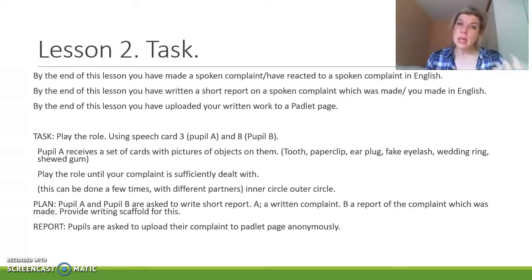So there might be occasions where they actually have to start describing the words, which is sort of an extra aim in the lesson as well. And what you can do is switch roles a few times, or you can give them different partners. They have to play the role until the complaint is sufficiently dealt with. This could also be done with a work form of inner circle, outer circle. So in the inner circle you have the A pupils, in the outer circle you have the B pupils, and they can rotate a little bit so they switch roles with a few partners.